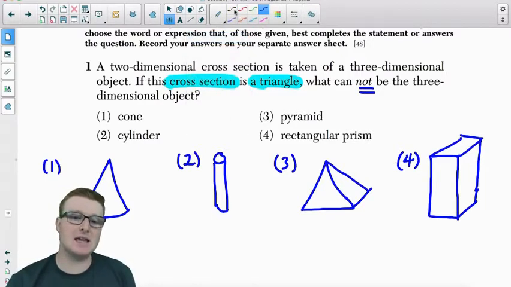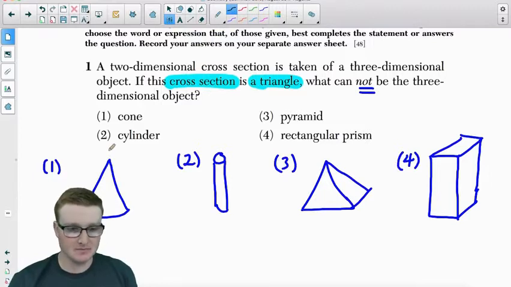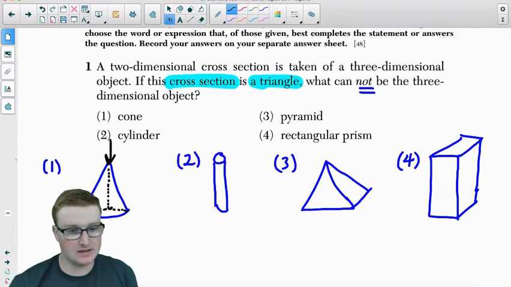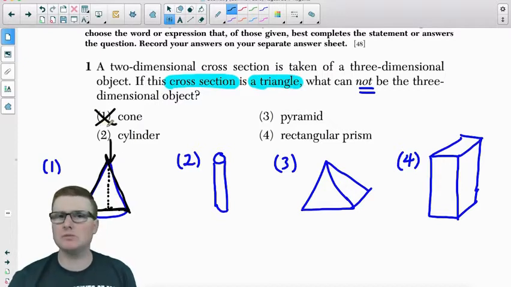Well, if I were to take a slicer and slice downwards on the cone in an up and down vertical fashion, yeah, I would get a triangle like that, or just the whole thing like this. This is a triangle right here. Okay, so a cone does work. That will produce a triangular cross section.